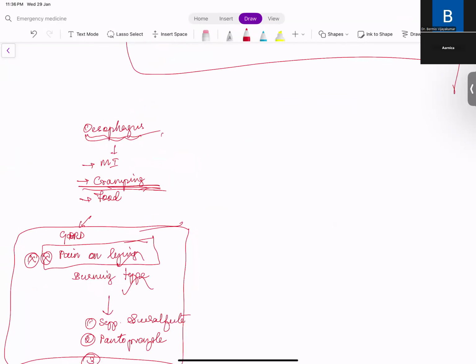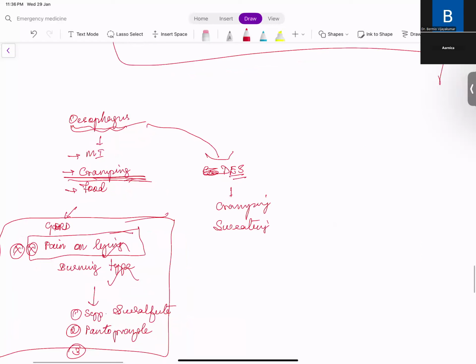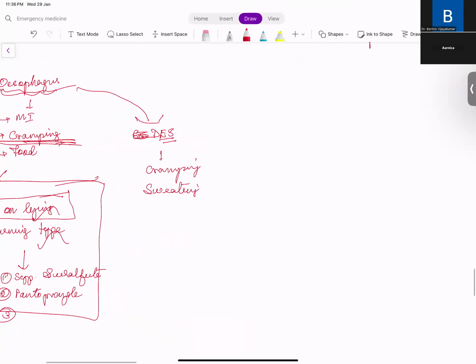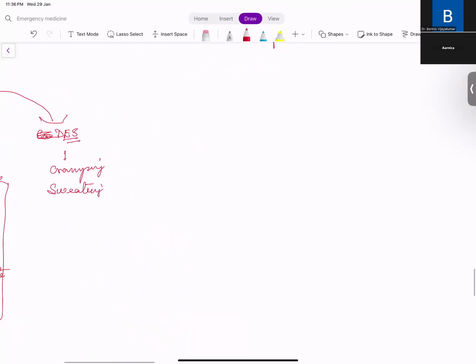So another category where esophageal pain can occur is esophageal motility disorders. For example, there's something called DES, diffuse esophageal spasm. So here there won't be burning type of pain. It will be like a retrosternal cramping type of pain. Sometimes the cramping can be severe so as to cause sweating. So again, ECG only helps to differentiate between these two. Okay, so that's all about esophageal pain.